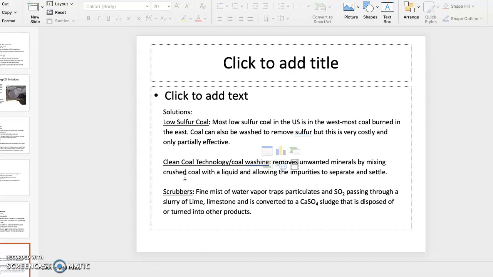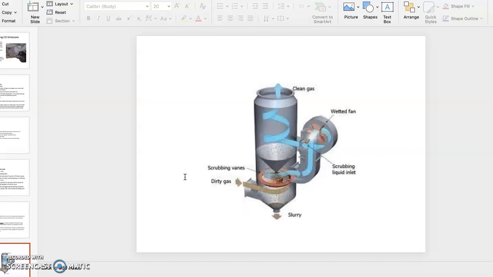Some solutions: low sulfur coal. There's a lot of sulfur in our coal, so if we can make it low amounts, that would be great for the environment. Clean coal technology or coal washing, so you don't release sulfur into the atmosphere. And scrubbers is another one, where they use water vapor and trap the particles of sulfur dioxide passing through limestone, and it's converted into CaSO4 sludge. So coal mining will also use scrubbers. And this is what it looks like. If you want to pause and look it over, you can.